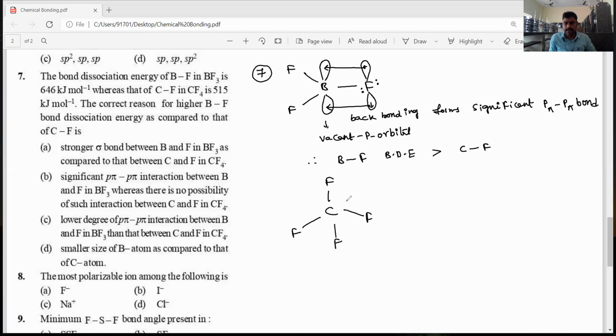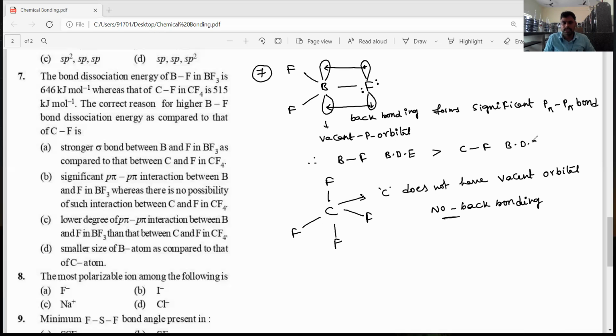The central atom carbon doesn't have vacant orbitals, and no back bonding. Okay, students, that's why in BF3 the boron-fluorine bond dissociation energy is more than the carbon-fluorine bond dissociation energy. So the answer is option B.